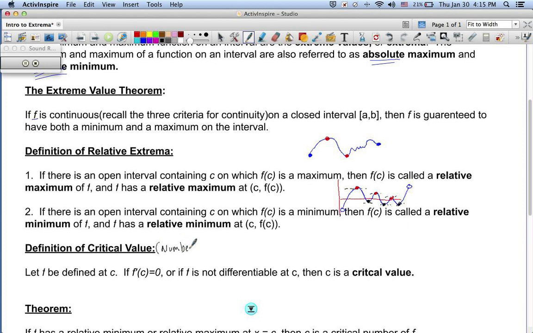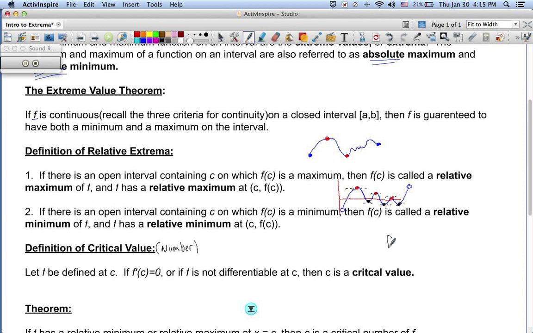All right, so the definition of a critical value or a critical number: if you have a function that's defined at some point c, such that when you take the derivative and plug in c, you get 0, that's a critical value or a critical number. Also, if you're not differentiable at a point, that is considered a critical value.